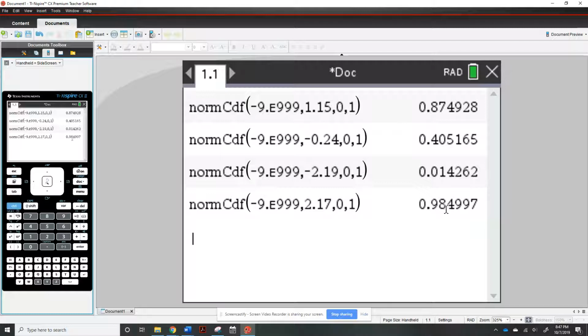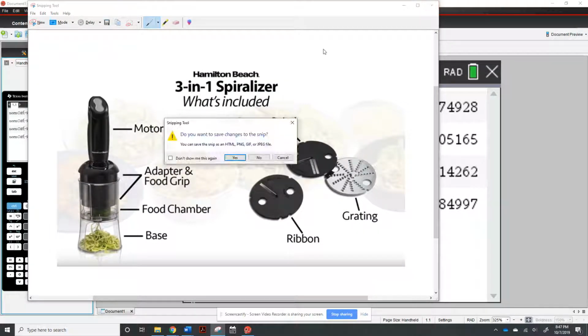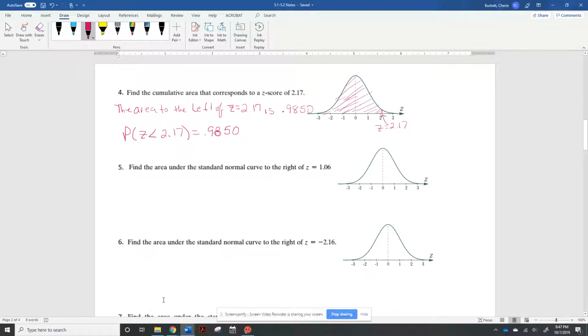So 0.9850. That is what we got for the answer.